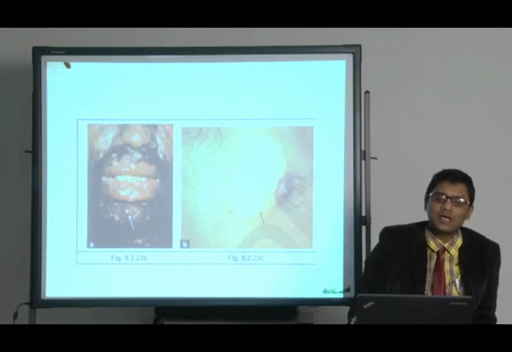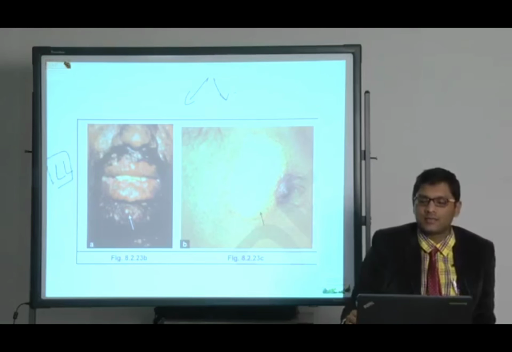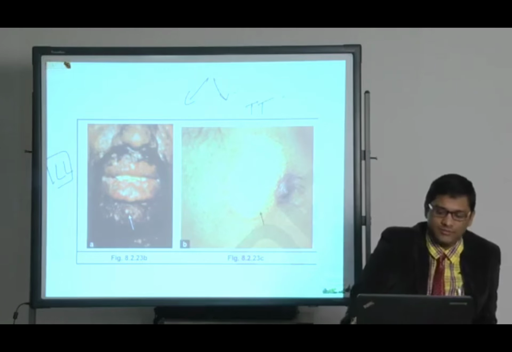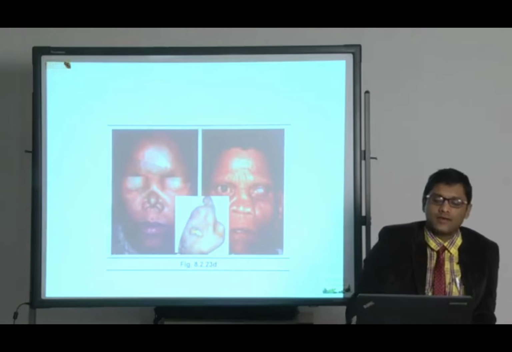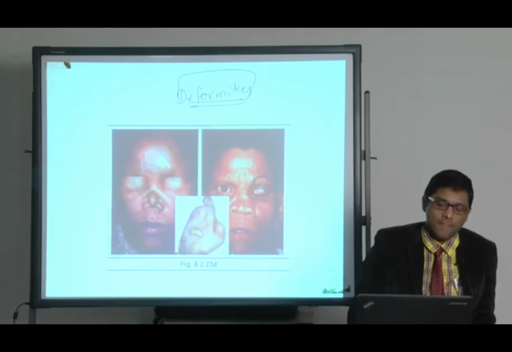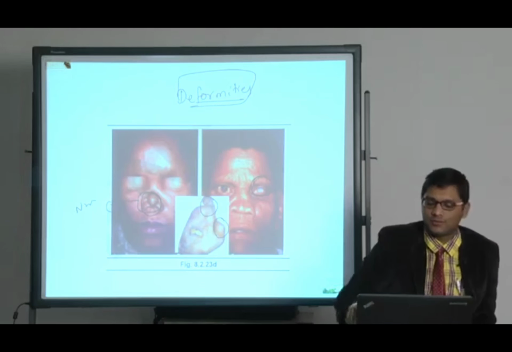Okay, so these are the various lesions produced in leprosy. This is a case of lepromatous leprosy, whereas this is an anesthetic lesion of tuberculoid leprosy. The descriptions you can read from the book. These are the various deformities seen in leprosy: corneal opacity, nose deformity, atrophy of digits, finger deformities, all seen in leprosy.